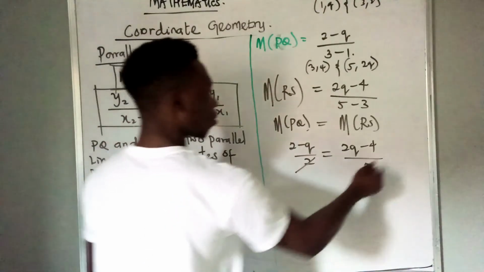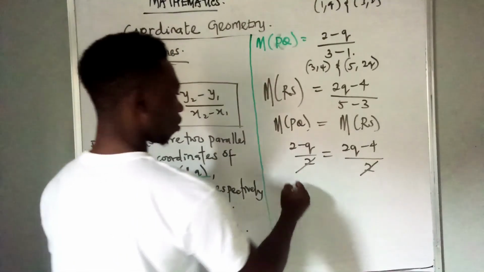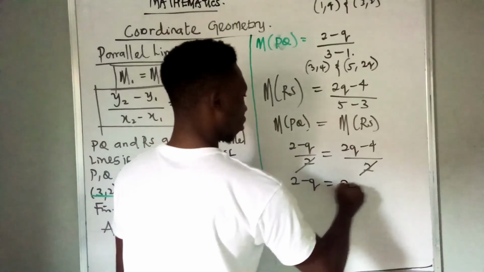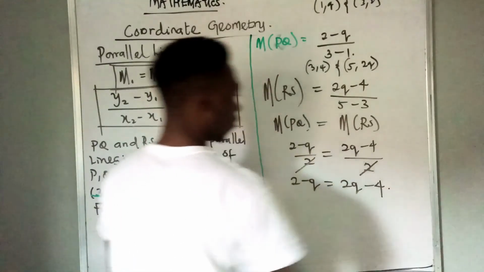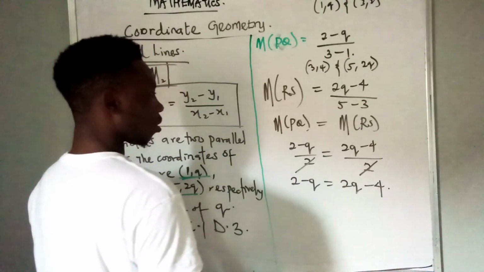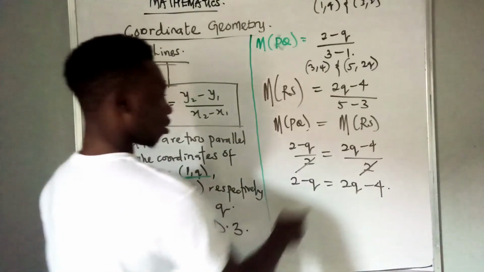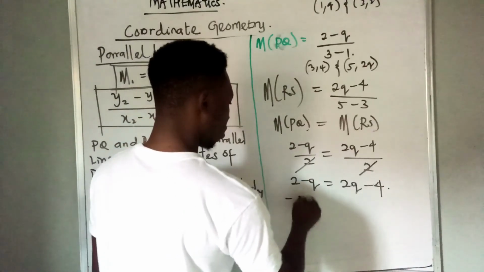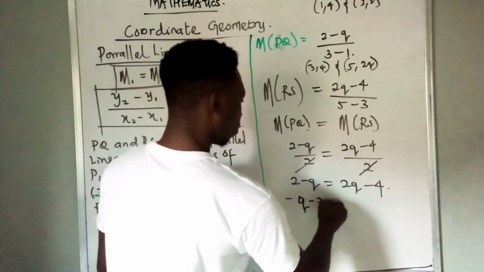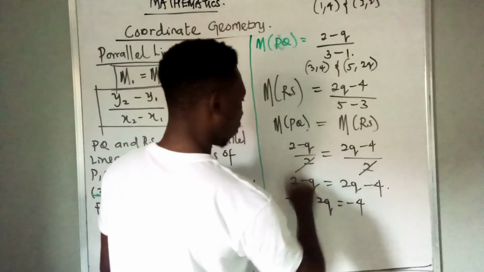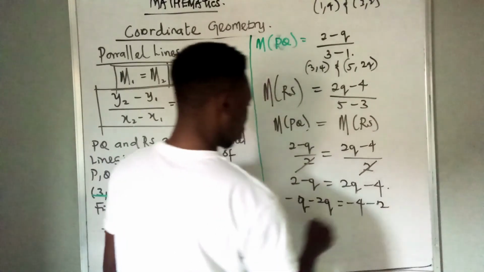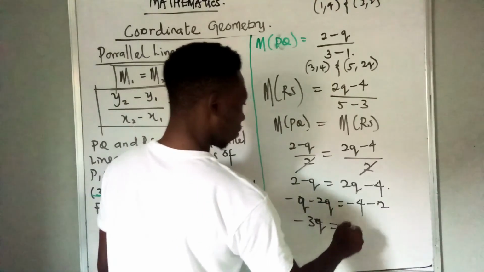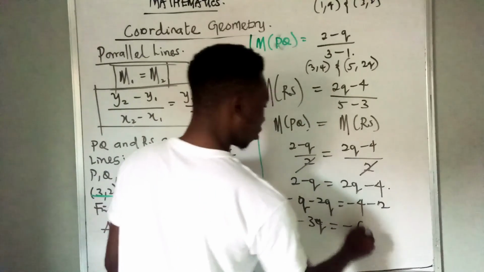So at this junction you can say 2 cancels this 2, which is out. So this becomes 2 minus q is equal to 2q minus 4. Going further, bringing all q to one side, so minus q minus 2q is equal to minus 4 minus 2. So this is minus 3q is equal to minus 6.